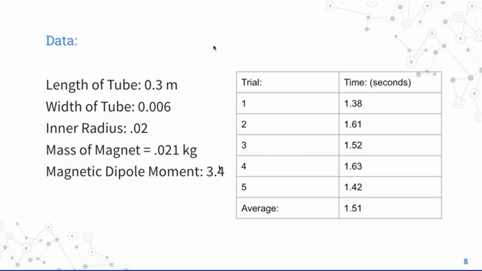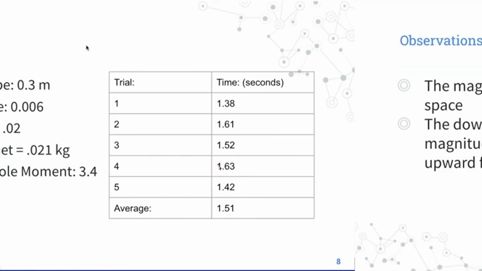So the data is: the tube was 0.3 meters, the width of the tube was 0.006 meters, inner radius 0.02, and the mass of the magnet was 0.021 kilograms. Magnetic dipole moment was 3.4. The trials varied a decent amount, and the average was 1.51.